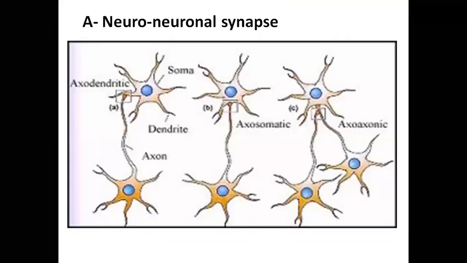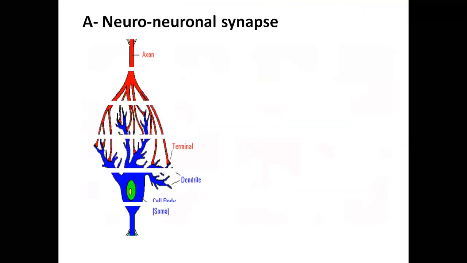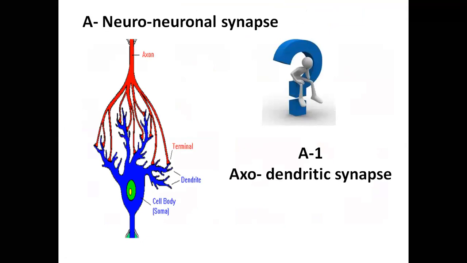Neuronal synapses can be axodendritic, between an axon and a dendrite, or axosomatic, between the axon and the soma, or axoaxonic, between an axon and another axon. It's called axoaxonic. So we have the axodendritic, between the axon and the dendrites.